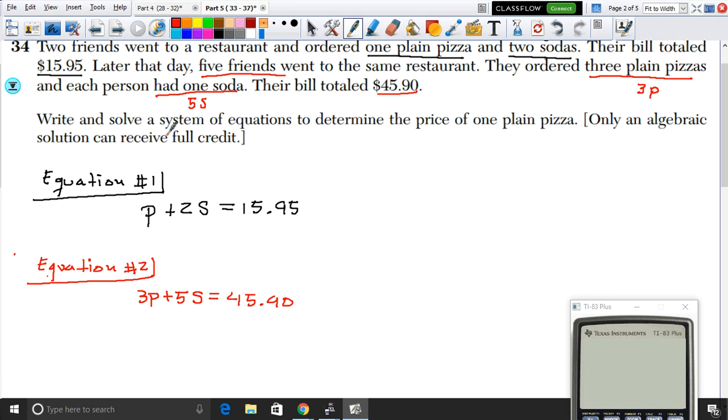All right, so we have built 2 equations, but what is the question that we're trying to answer here? It says, write and solve a system of equations, which we'll do in a second. So we're going to write a system of equations, and we're going to determine the price of one plain pizza. And they want an algebraic solution. All right, so let's do the first one. Let's write a system of equations.